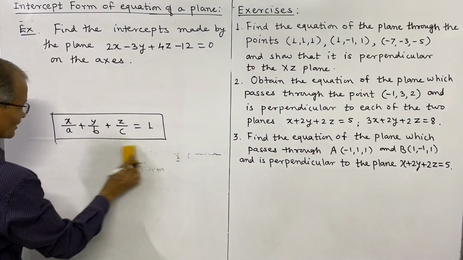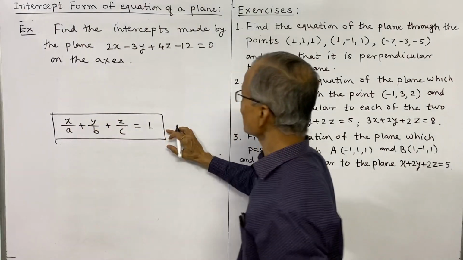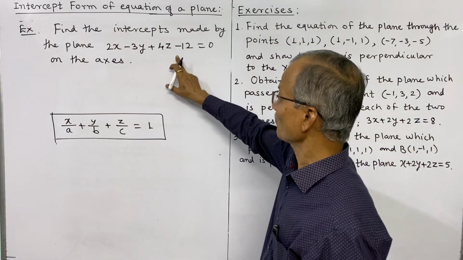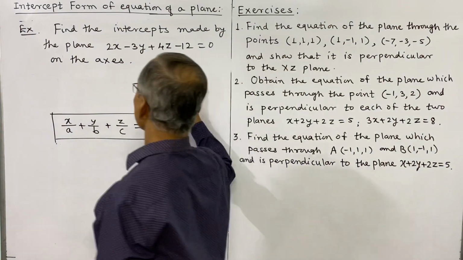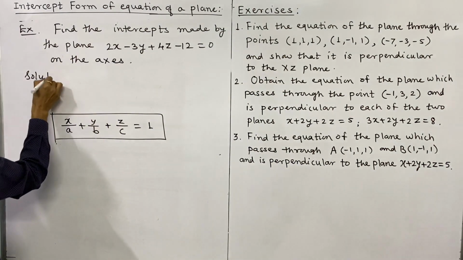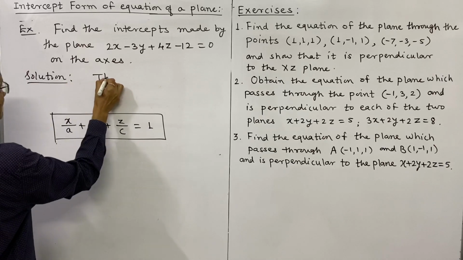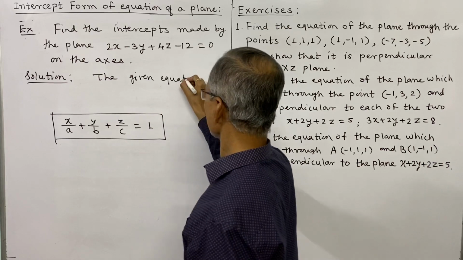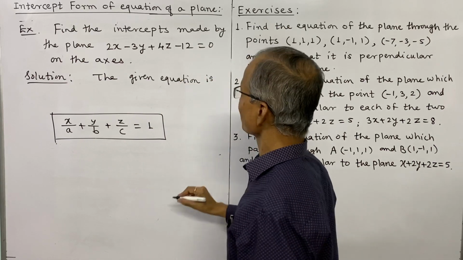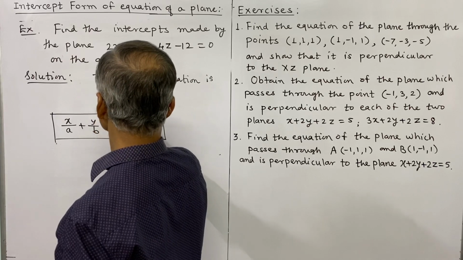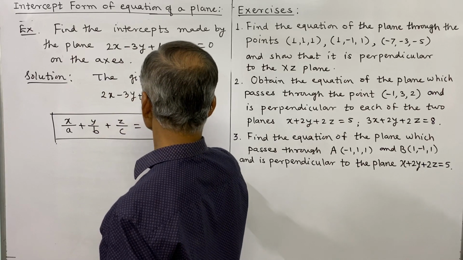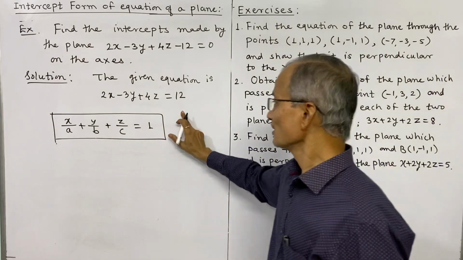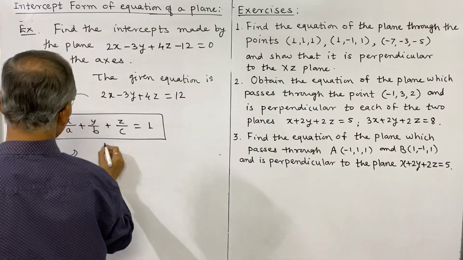Now how to put this equation in this form? You see, the right side is 1, that is, the constant is 1 on the right side, and therefore we have to shift this term to the right side. So the given equation I shall write as 2x minus 3y plus 4z is equal to 12. Now to make it 1, we divide by 12 throughout.